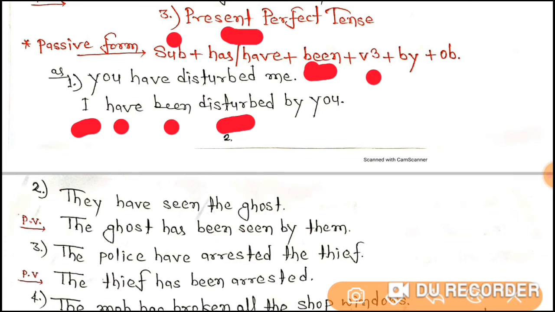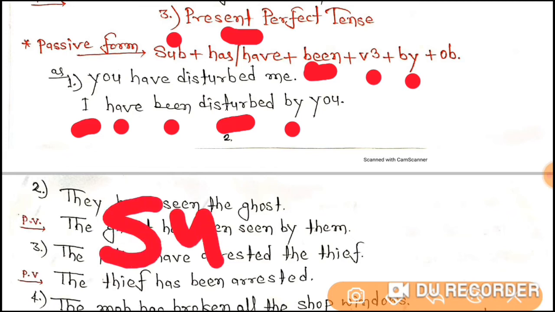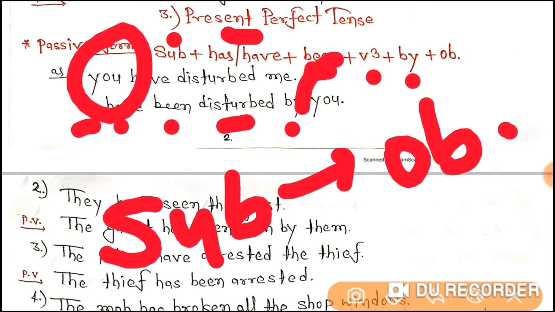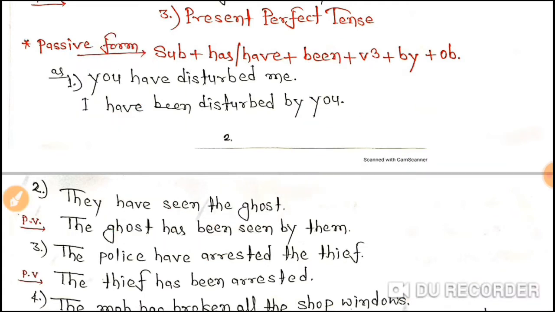And the fourth step you had to do, that was what? By. So I have done here by. And at last what happens? Subject of active voice becomes the object of passive voice. So the subject is you here, and you can see you remains same you. So at last I have done here you. So students, now your passive sentence is, I have been disturbed by you.